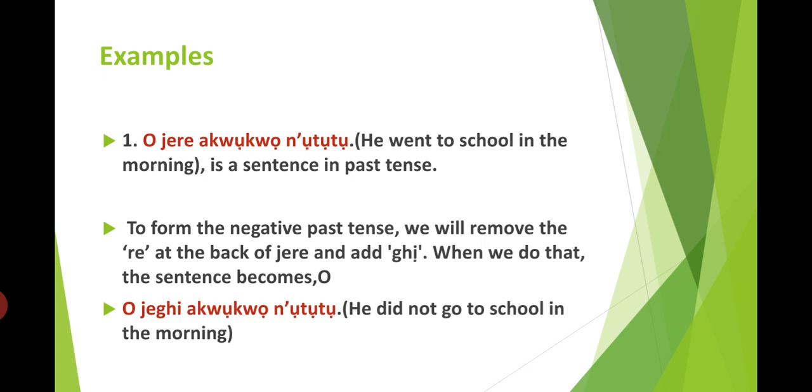It's a sentence in past tense. So you can see that in that jere, we remove r and the e at the end, that's re. We remove re. So to form the negative past tense, we remove the re at the back of jere and add GHI. When we do that, the sentence becomes Ojeghị akwụkwọ n'ụtụtụ. See that? Ojeghị akwụkwọ n'ụtụtụ. He did not go to school in the morning.